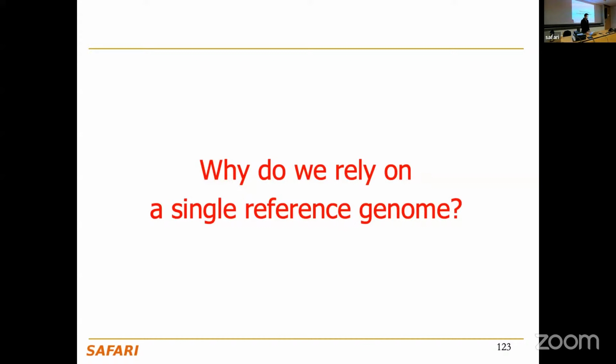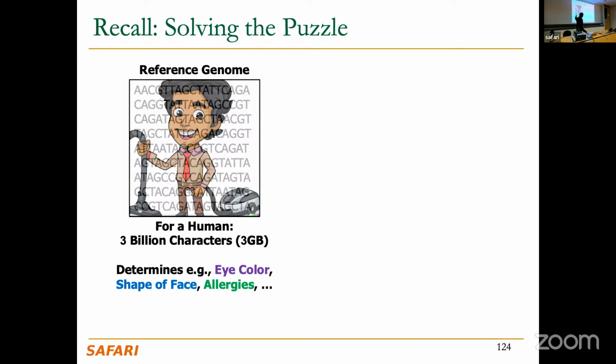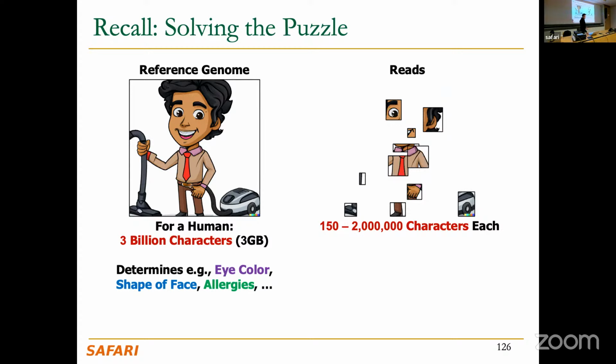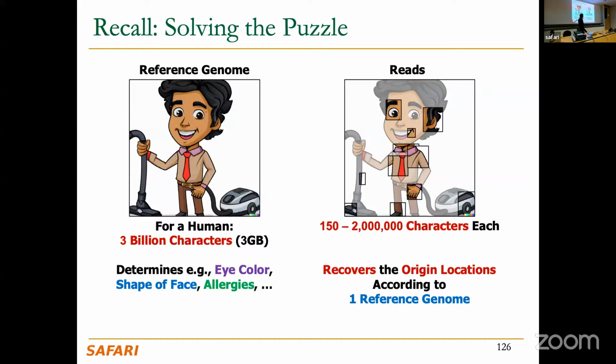So the question is, why do we rely on a single reference genome, right? Again, remember, we have the reference genome. We've been using a single reference genome so far. This is almost 3 billion characters. And the genome is important because it determines many things, such as eye color, shape of face, and allergies, et cetera. These are the reads. There are many reads with many lengths, and the origins are unknown, right? The idea is we want to recover their order by looking at this particular reference genome. So we look at these reads, and if they match to that particular position, we can map them nicely.